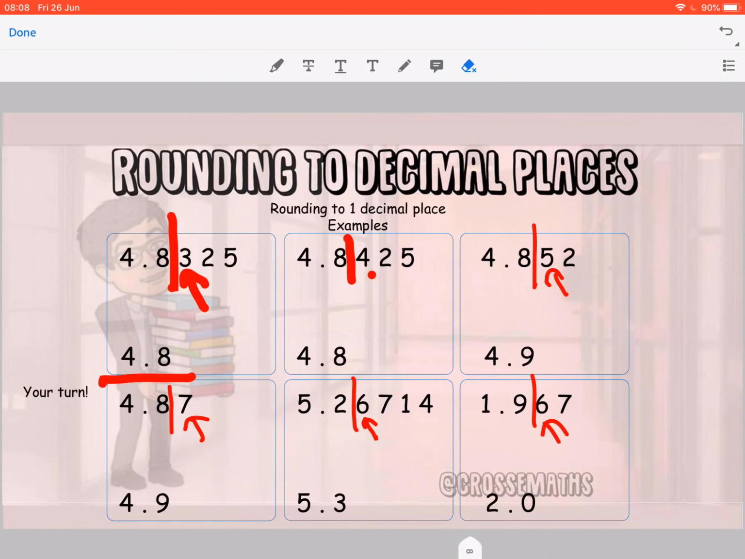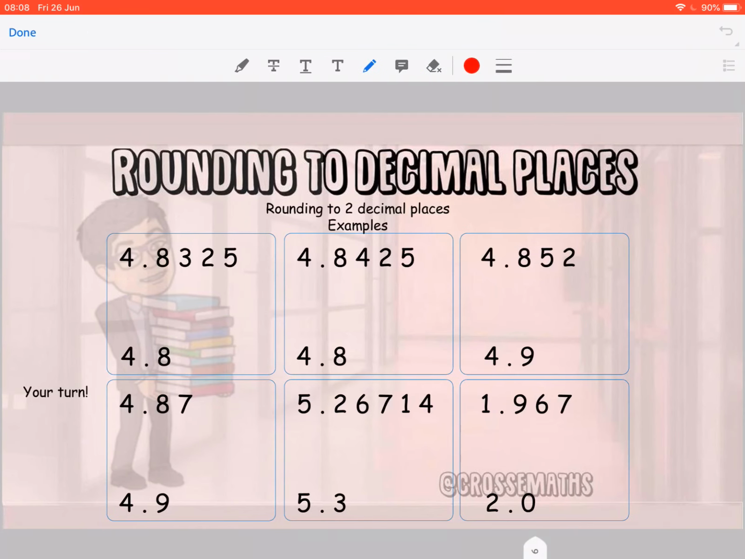Mark what you've done so far, guys. That should hopefully be straightforward. Right, next one. Two decimal places. Exactly the same as we just did, nothing changes. I'm just going to scribble some of the answers out, because it makes it too easy otherwise.